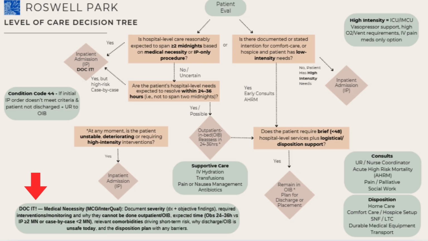Clear, concise documentation reduces denials, decreases peer-to-peer requests, increases reimbursement accuracy, and protects both the patient and the institution. The level of care decision tree helps us deliver high-value, patient-centered care while reducing variation, improving efficiency, and supporting system-wide alignment. By using this pathway consistently and documenting clearly, we ensure patients receive the safest, most appropriate care with the lowest burden and the best possible experience.